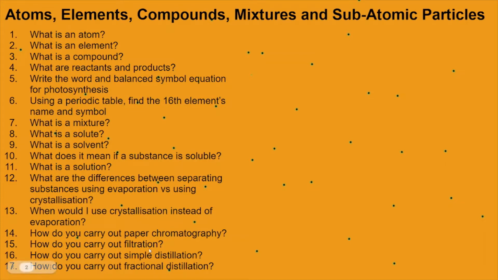Filtration first. That's the simplest one of the lot. You take a filter funnel, put it into a glass beaker. You take some filter paper, it's a sphere, you fold it into a quarter, you pull it out so it's in a cone shape, and you put that into your funnel.